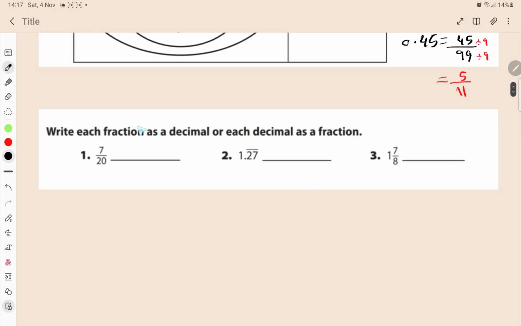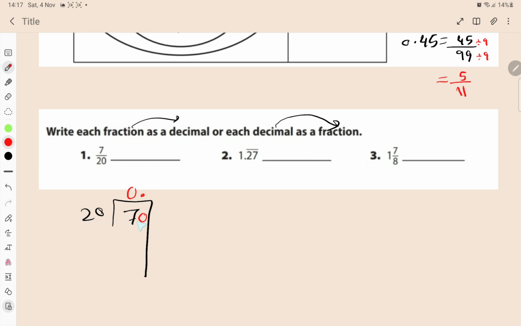Write each fraction as a decimal. We want the fraction to be decimal, and we want the decimal to be as a fraction type. Fractions to be decimal, long division. 7 divided by 20. 7 is smaller, can't be. 0, decimal point, 70. 70 divided by 20.